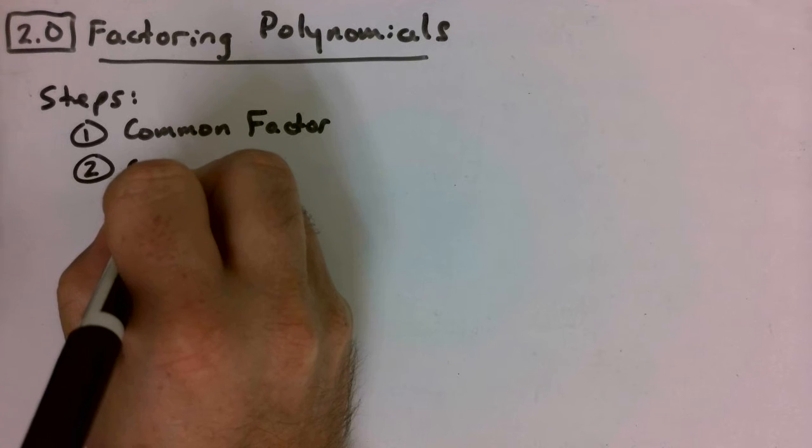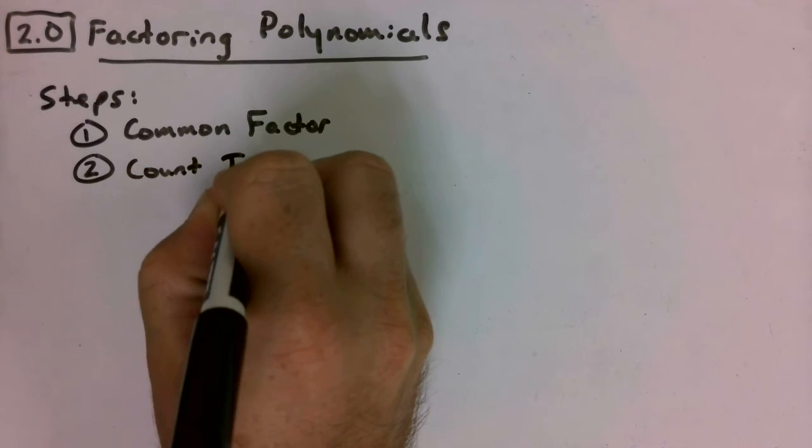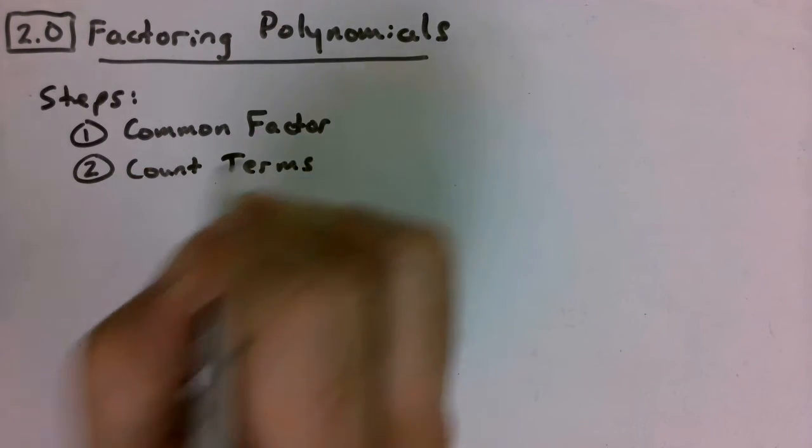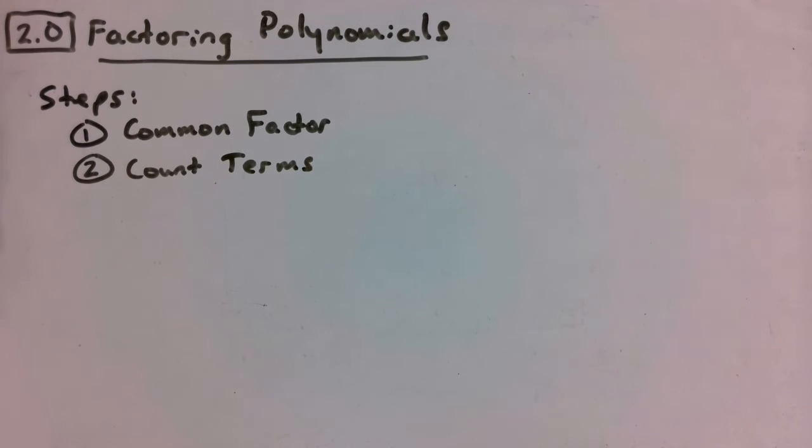Step number 2, we are going to count the number of terms and use that to diagnose which factoring method to use even further. When you count the number of terms, we're going to be looking at 2-term, 3-term, or 4-term polynomials. We have factoring methods for all of those.